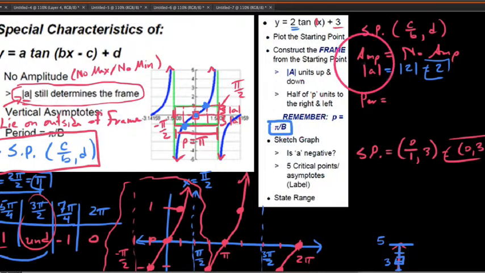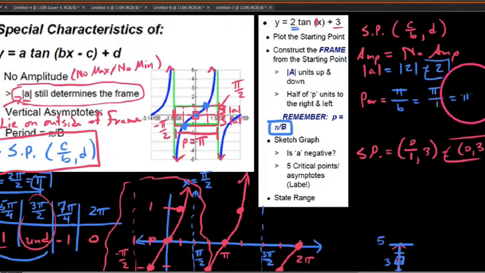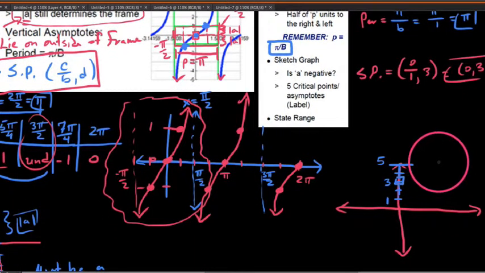So where it used to be 2 pi over b, we're saying that the original period of tangent is just pi. So when we take pi divided by b, in this case our b value looks like it is 1, so the period of this graph is just pi. With respect to constructing this frame, we're going to go out half of that pi to the right and half of that pi to the left.